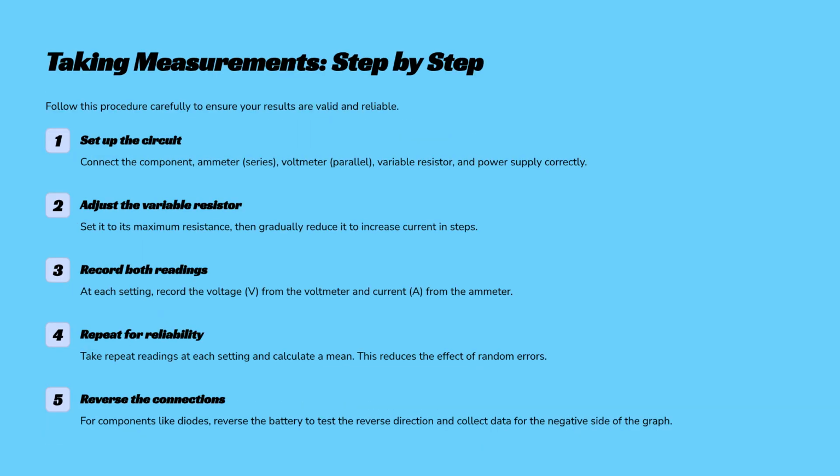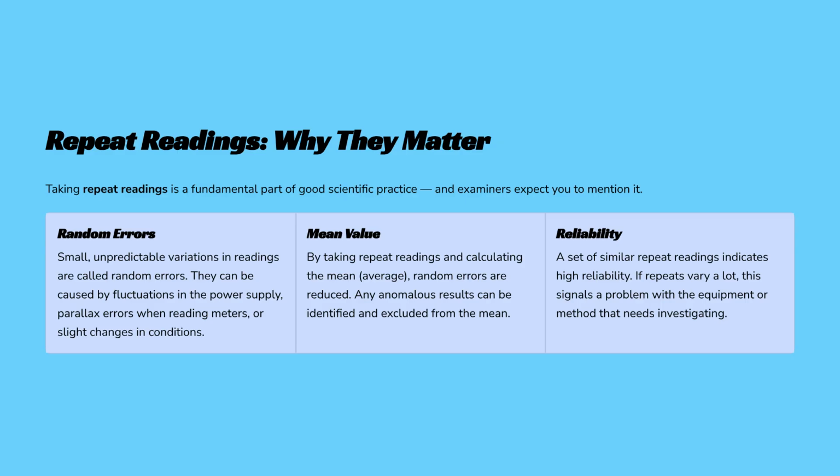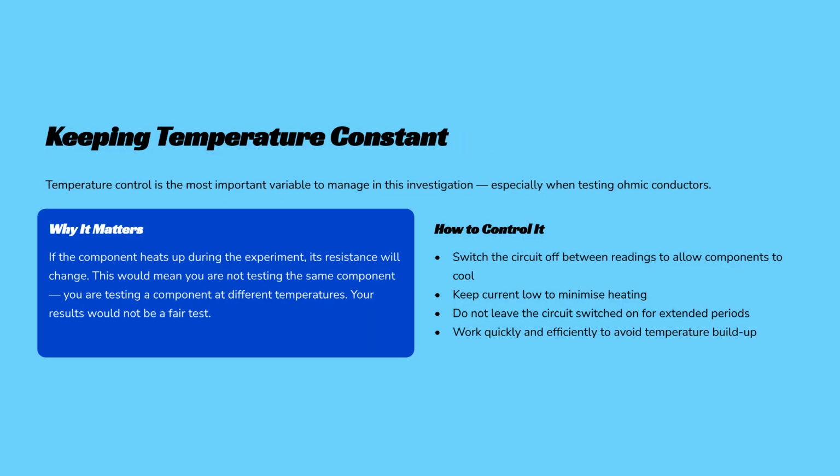The procedure involves setting up the circuit, adjusting the resistor in steps, recording readings, and repeating them to ensure reliability. Taking repeat readings helps reduce the impact of random errors. Calculating a mean value gives you much more reliable results for your analysis. Always remember to keep temperatures constant by switching off between readings. Unintended heating will ruin your results and make the test unfair.